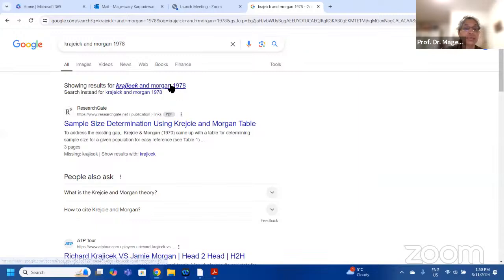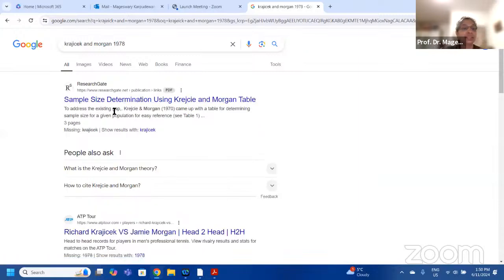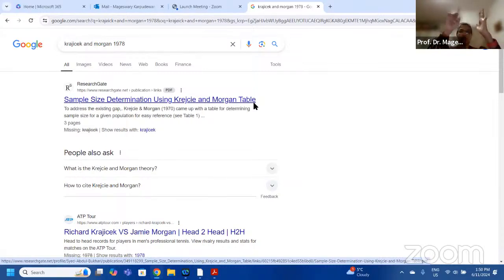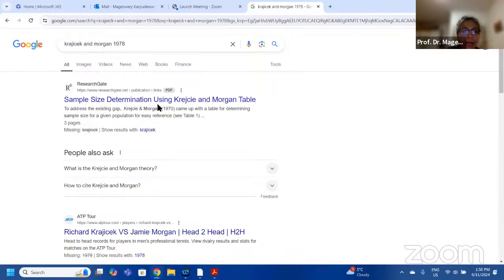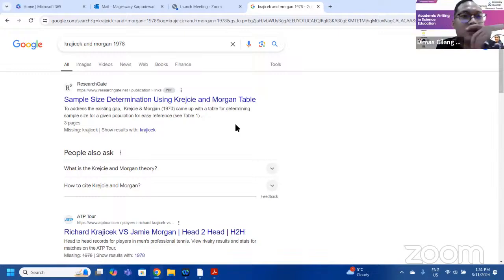Okay, there's another one also, this one. Sample size determination using the Krejcie and Morgan table. This is also a way to do it. There is a table: if your population is 100,000, how many samples are required? You can refer to it, but this table is a bit old, from 1970 or 78, a bit outdated, but it is not wrong, you can still use it. But G power is more rigorous, calculating effect size.